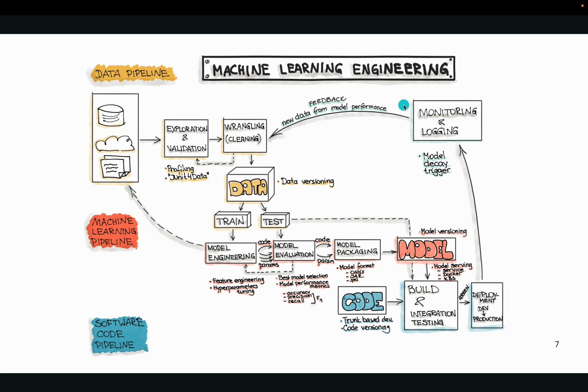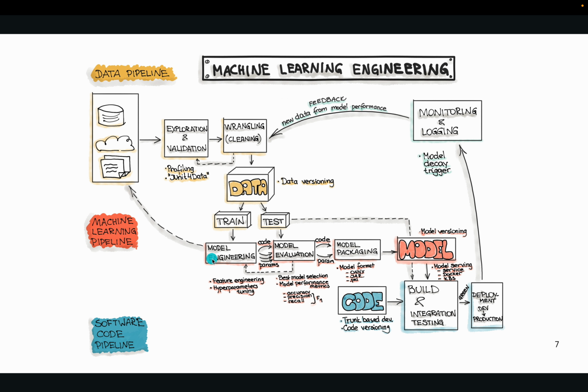You can say that's the definition. Now in machine learning engineering, what is a machine learning pipeline? You get the data, do the exploration, the basic EDA part, data analysis and profiling, wrangling, cleaning, and then split the data into test and train, what we discussed yesterday, then model engineering, model evaluation, model packaging, like training a model.